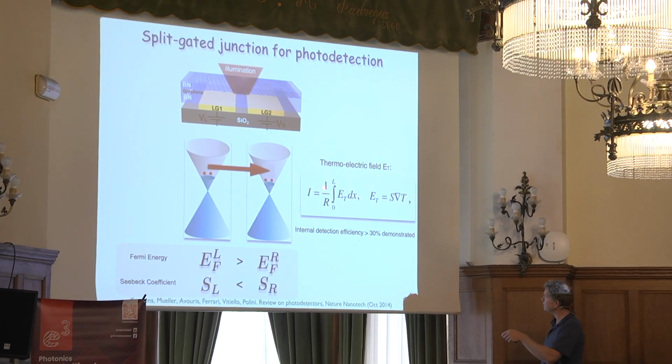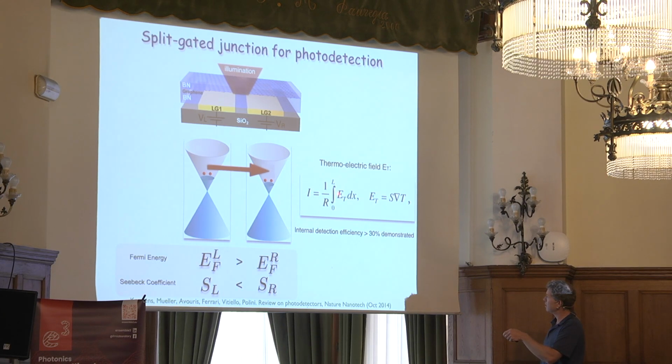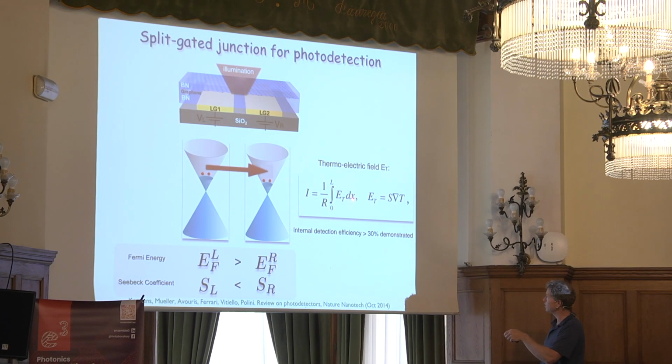This is the equation. The current is basically the integral of the electric field that's generated, and the electric field that is generated is basically the Seebeck coefficient times the gradient of the temperature. I will go into more detail because in reality it's a bit more complicated.